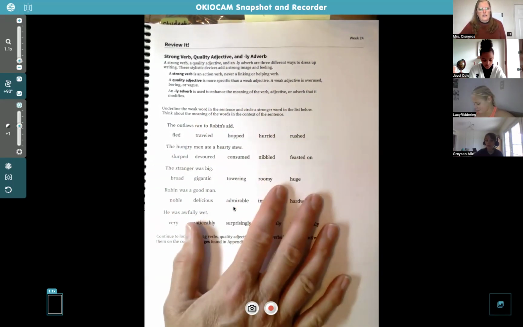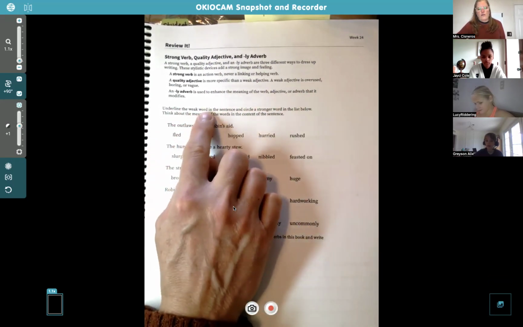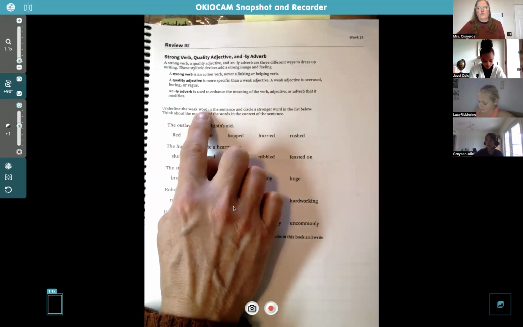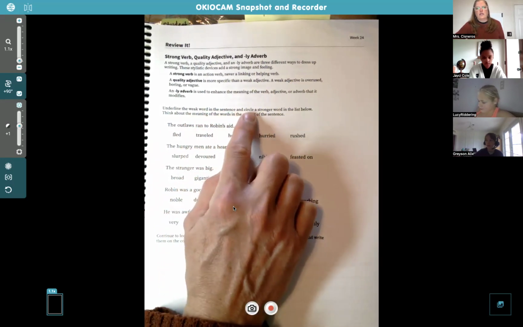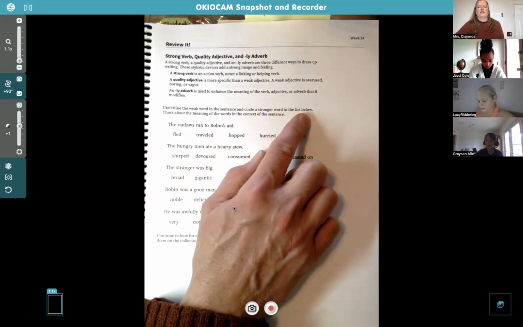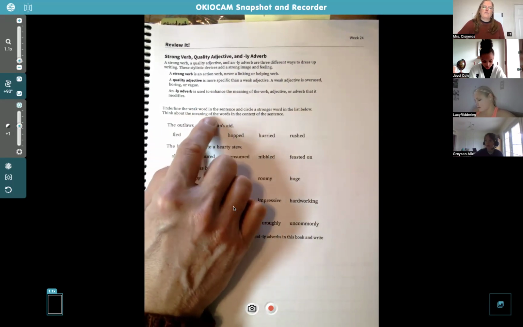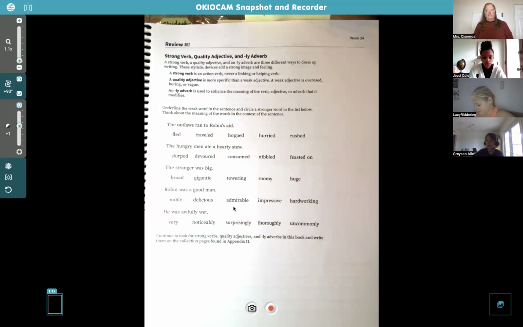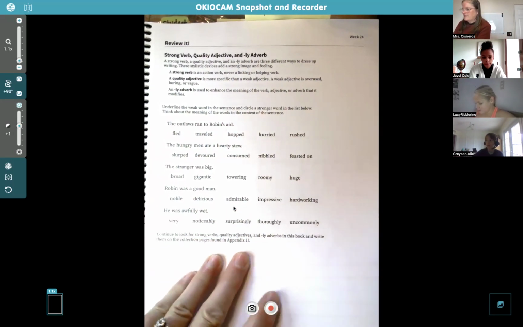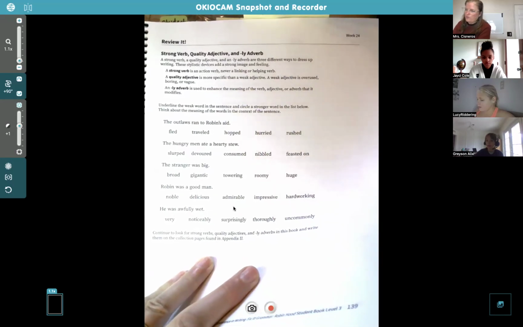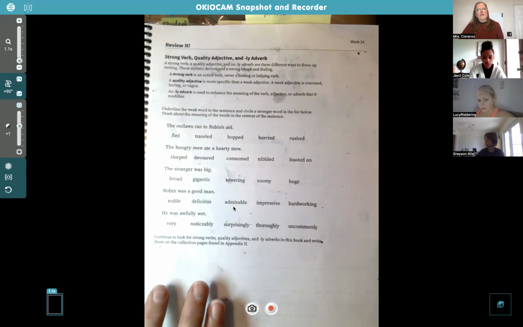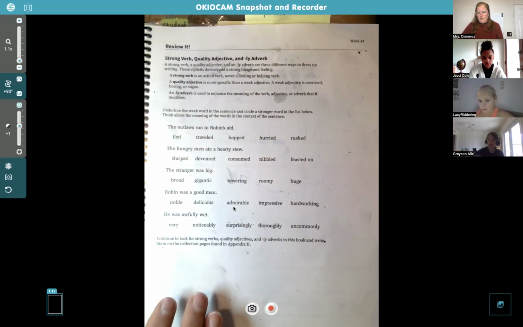We're going to do a little practice together. Underline the weak word. Could be a verb or an adjective. It could be any of those. One of them is weak in the sentence, and then circle a stronger word in the list below. Think about the meaning of the words in the context of the sentence. And you're going to have more than one right answer here. There's going to be one that's obviously not the right answer, but there's more than one right answer to this. I'll do the first one. You guys can take turns with the others.